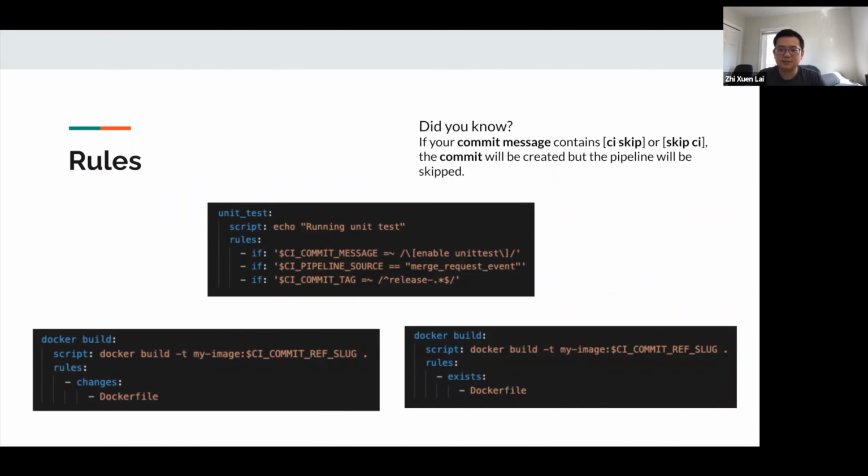So, some side notes about commit messages. If you include a CI skip or a skip CI in your commit message, the commit will be created, but the pipeline will be skipped. It's just good to know when you work on CI pipelines.